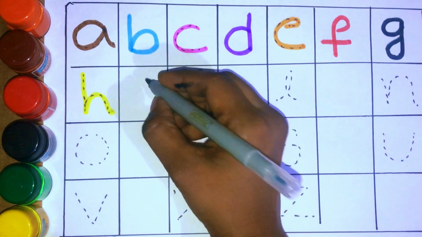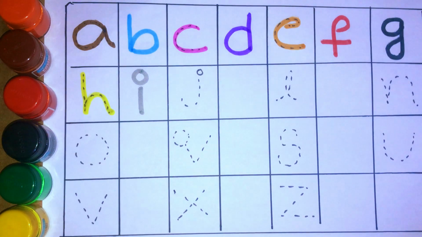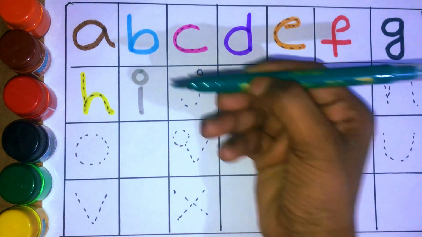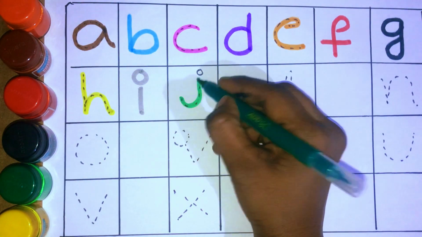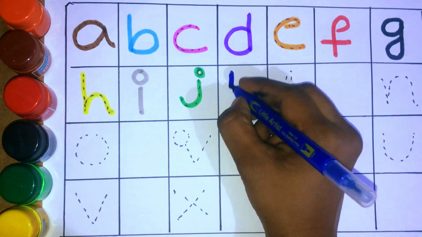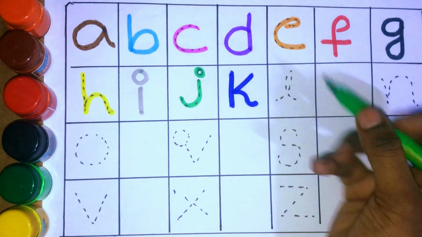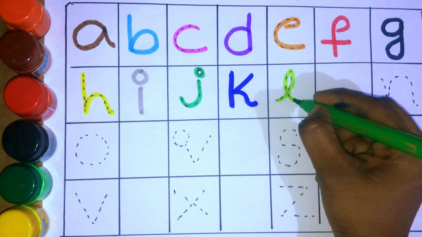Grey color, I. I for ink. Green color, J. J for jar. Blue color, K. K for kite. Light green color, L. L for lion.